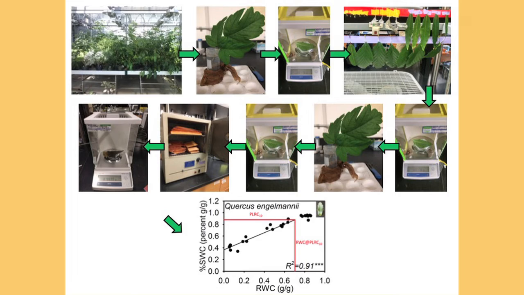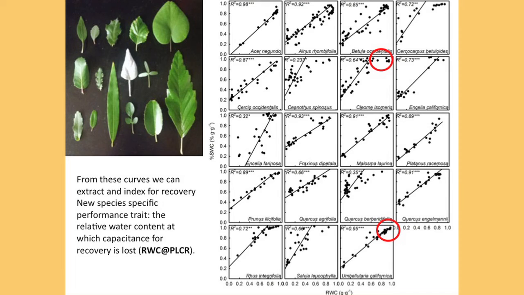So what you're looking at here on the y-axis is basically our recovery parameter, and on the x-axis is our dehydration. So our percent saturated water content is how much was lost relative to when I weighed it before, when it was totally pretty and happy. Yeah? Okay. If you do that 19 times, you get something that looks like this. From these curves now, I can get exactly what I was looking at, which is a new performance trait that I can use as my performance trait for drought tolerance for these 19 species.